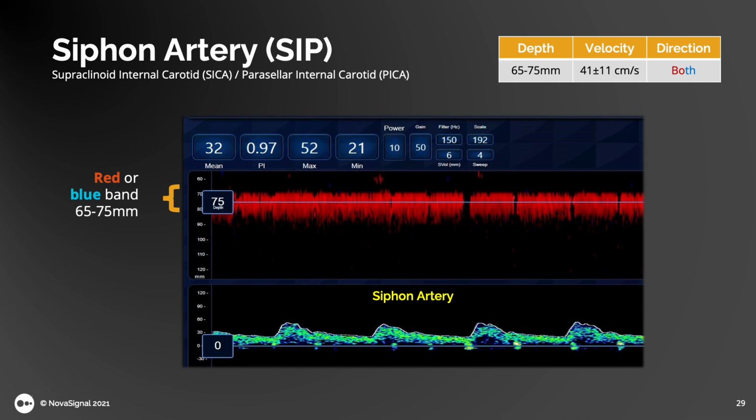The parasellar segment of the internal carotid artery, which lives more inferior, flows away from the transducer, so the siphon can be a red or blue band between 65 and 75 millimeters. Which one do we take? Usually, whichever color band is the strongest in amplitude is the one that you should insonate. These are vessels that we typically only take one representative signal in, so the stronger signal is going to be the most accurate velocity and the most accurate information.